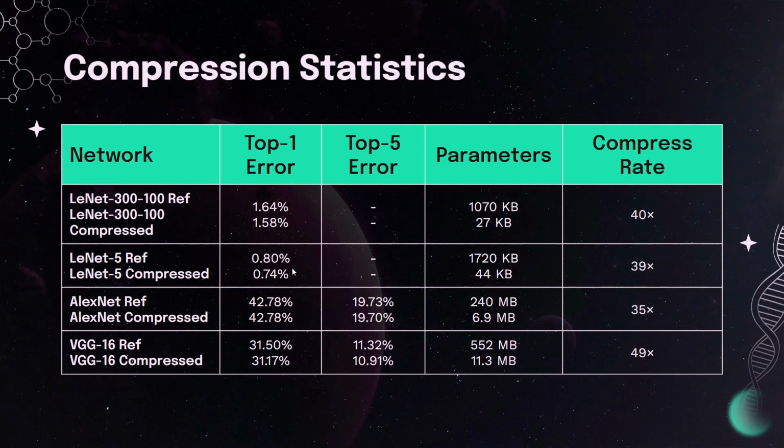As we can see, there is not a significant change in the errors. In fact, in some cases the error has reduced due to the fine tuning, but there has been a significant improvement in the model sizes. The highest rate was observed in VGG16, which is a fairly larger and complex model, which achieved a compression rate of 49 times, and AlexNet achieved a compression rate of 35 times, and then the LeNets achieved a compression rate of 39 to 40 times.